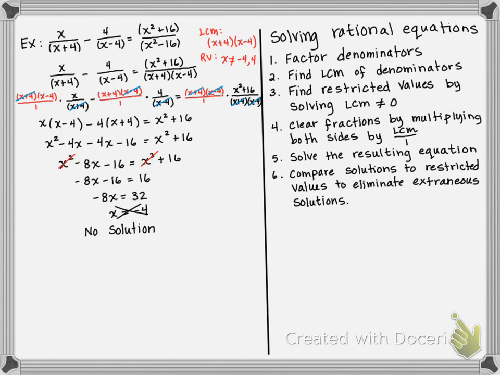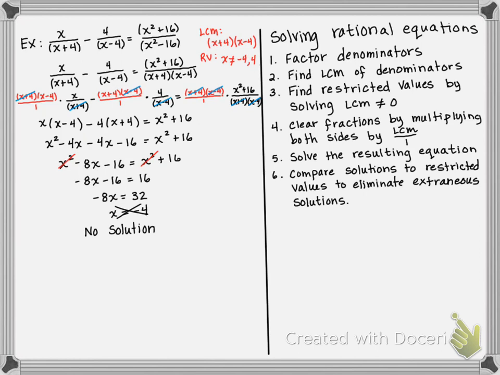Wait, why do we need the restricted values? Because they tell us what values x cannot be. So when we got to the end and we got x equals negative 4, our restricted values told us, no, that doesn't work. I need to throw it out. So either positive 4 or negative 4, it doesn't work. Correct. There are an infinite number of numbers that I could have gotten for x, which I don't know until I solve the equation.